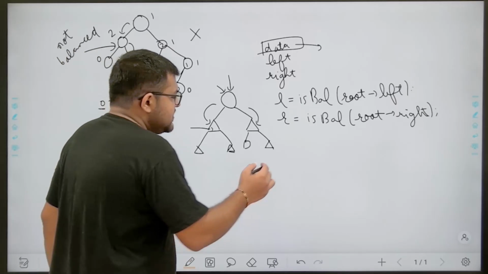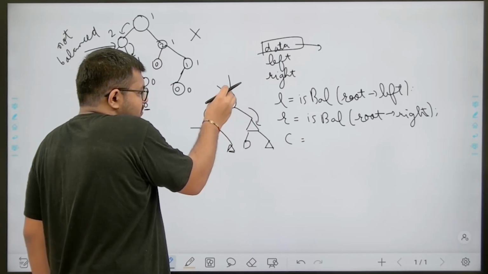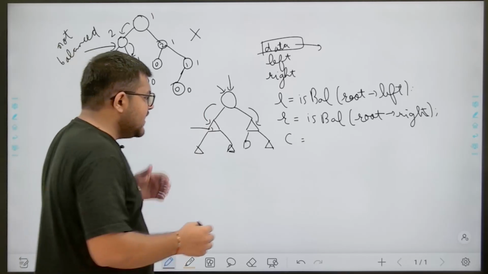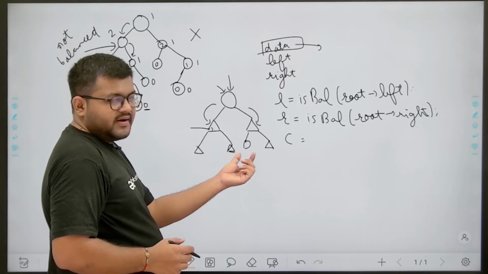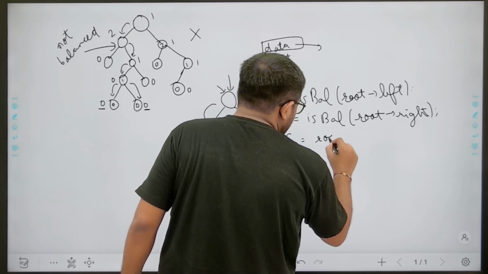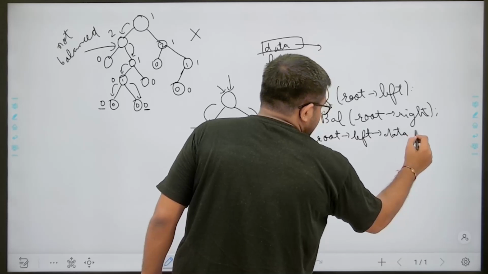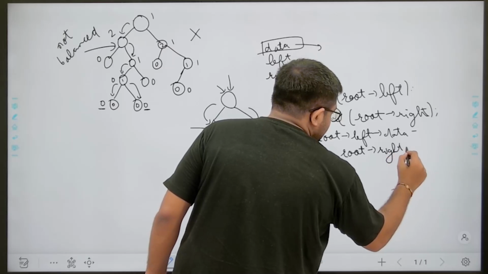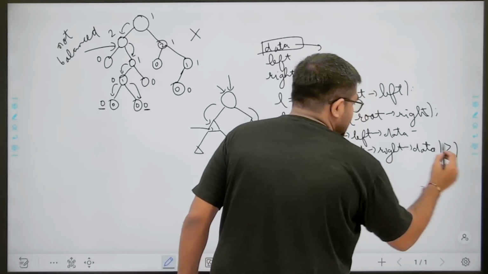So what I will do is, I'll take C, and in this I'll store whether the subtree starting with this node is balanced or not. How will I get it? If the height of the left subtree minus the height of the right subtree is greater than 1, so if root left data minus root right data, and its absolute value is greater than 1, okay.